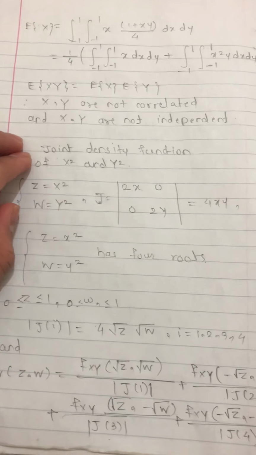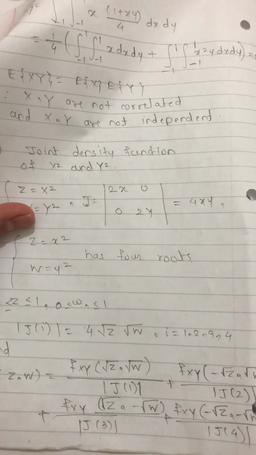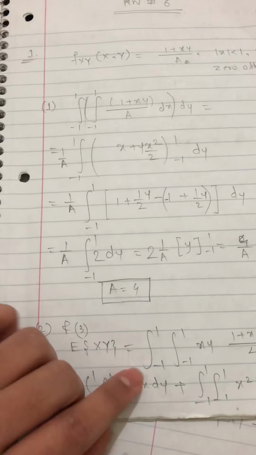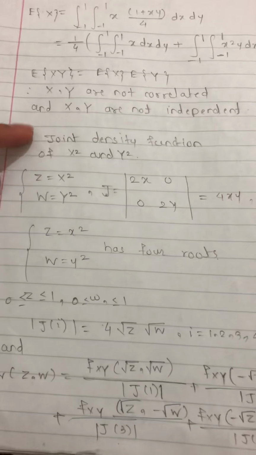Hence they are uncorrelated, but the joint density function is not the multiplication of the function of x and the function of y, therefore they are not independent.